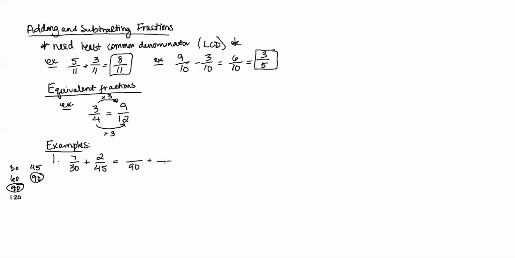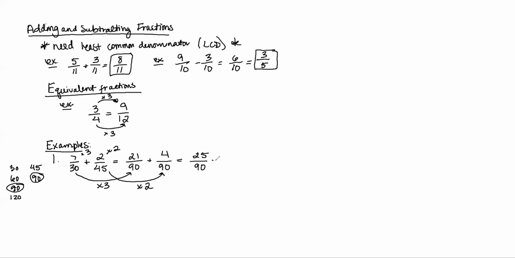And so what I'm going to go ahead and do is I'm first just going to rewrite those denominators, and then I'm going to figure out what we have to multiply each of these by, and then we have to do that to the numerator. So 30 to 90 has to be multiplied by 3. So then 7 times 3 is going to be 21. And this 45 has to be multiplied by 2. So then 2 times 2 is going to give us a 4. And then if I go ahead and now add these, 21 plus 4 gives us 25 over 90.